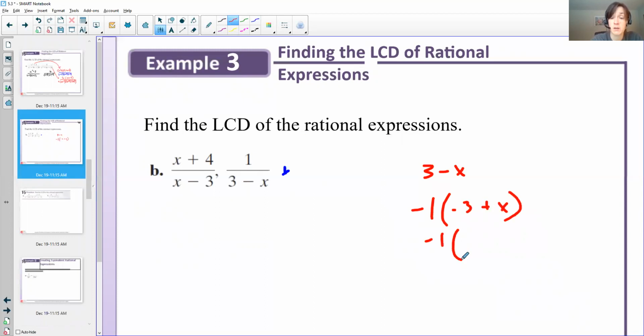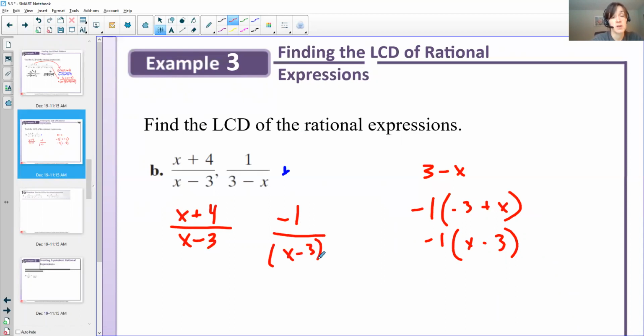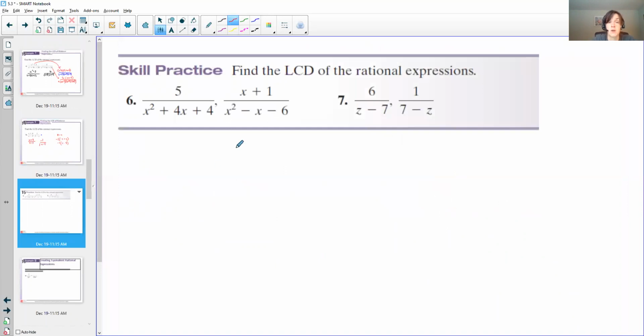So if I take 3 minus x, and I pull out a -1, that switches everybody's signs, which means I can rewrite it as x minus 3. Then I have a common denominator. All I did was change a sign. So this guy can stay the same because x minus 3 is the denominator. This guy, the second one, all that changed for him is I made a -1, x minus 3. Those are my favorites because they're the easiest to do. All right, so pause the video, try these two all on your own, and then unpause it and come back.